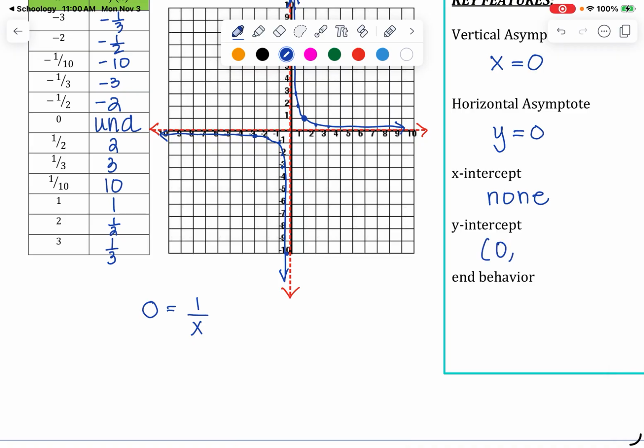Y-intercept, plug in 0 for x. If we plug in 0 for x, we already know what happens. We get 1 over 0. F of 0 is 1 over 0, which is undefined. So there is no y-intercept. And then our end behavior.